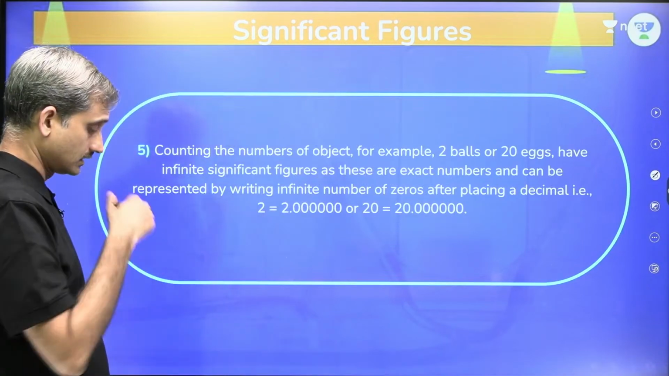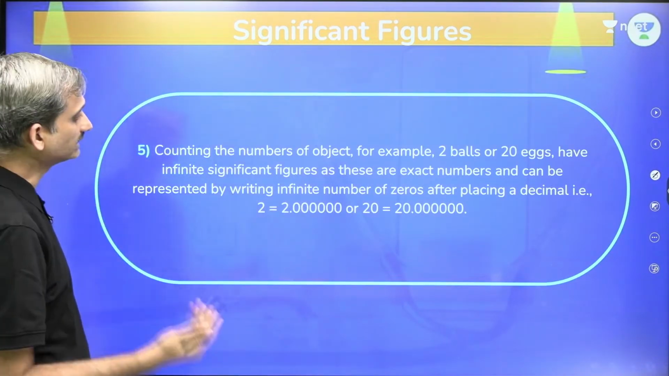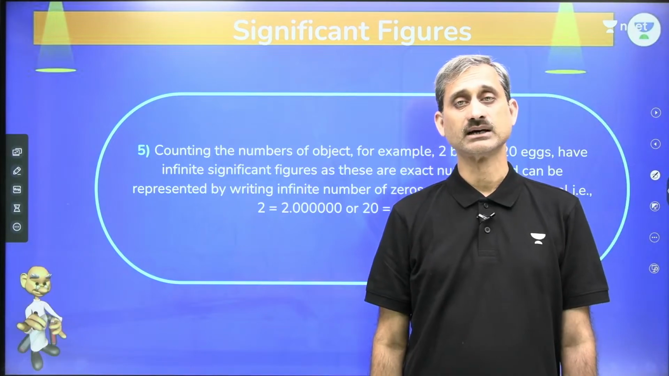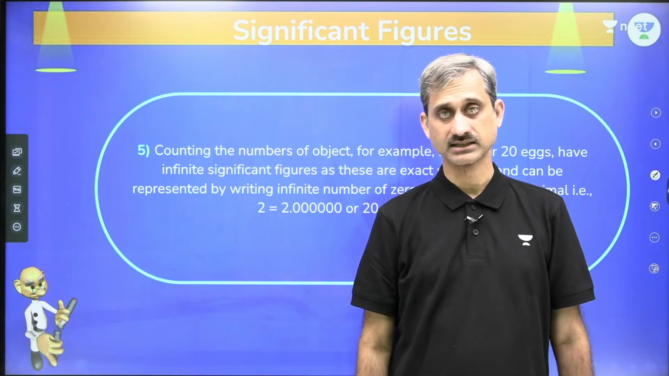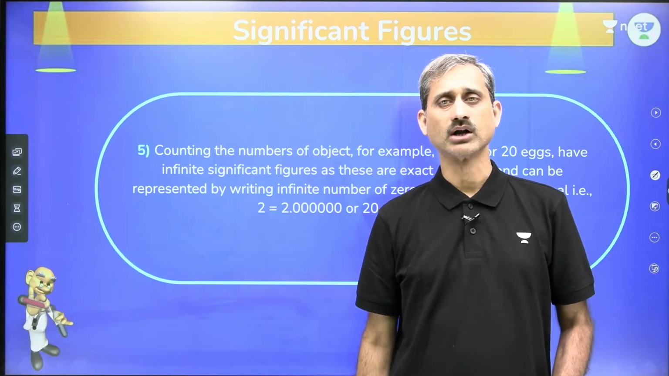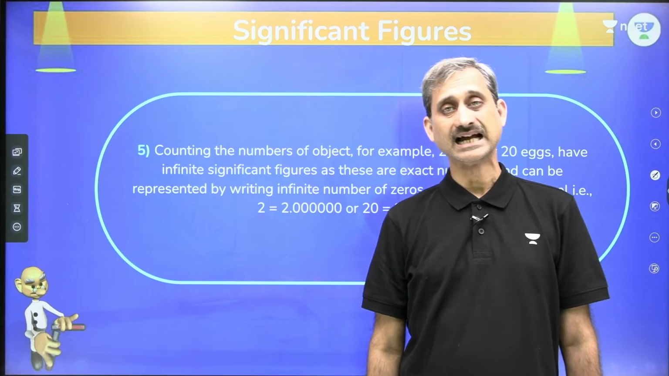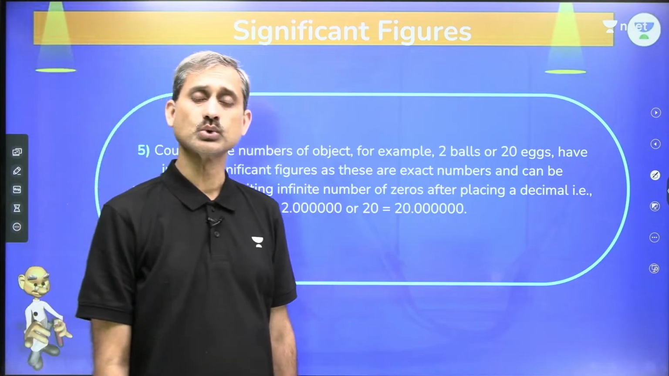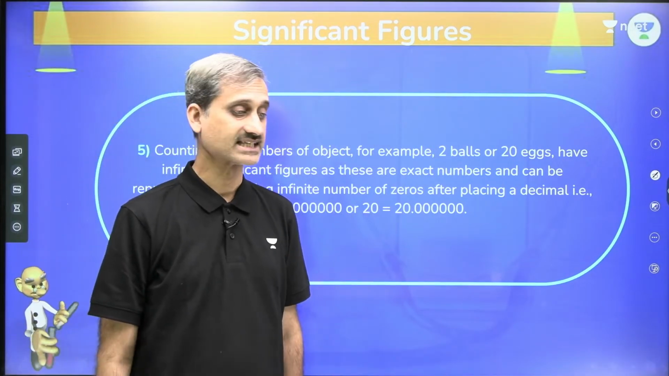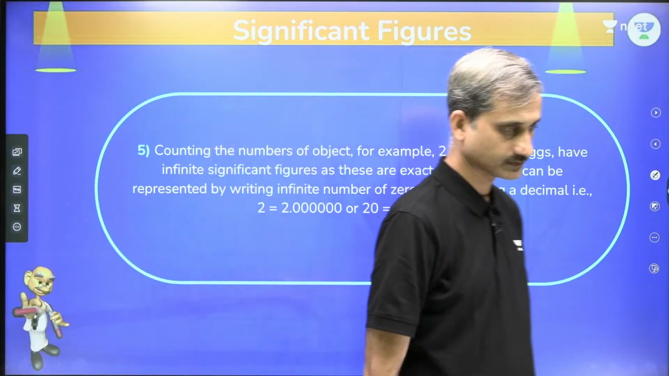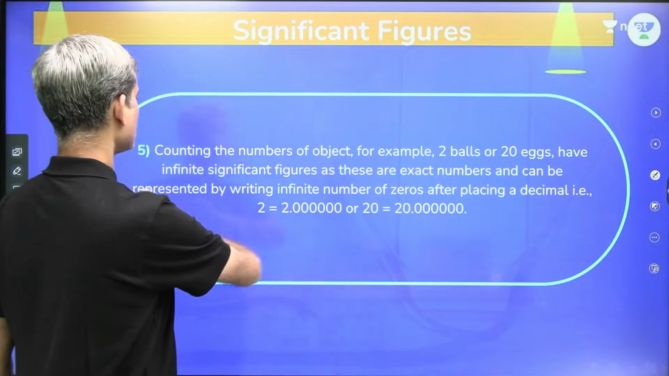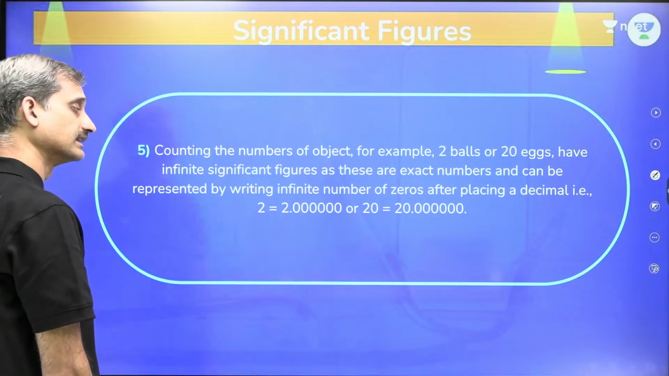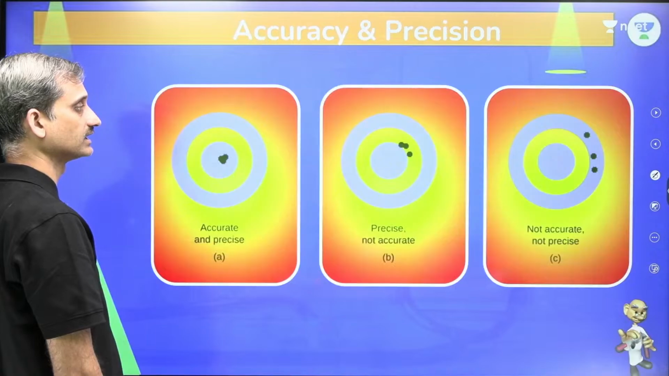Clear? Now, there are numbers counting objects, like how many students are in a class, how many pencils are in a box, how many eggs are in a basket. If you are not simply weighing them or putting an approximation, then that particular value has infinite significant digits, because these are exact numbers. These numbers don't have any error. So, that is what we have as exact numbers. Clear? So, these have infinite numbers of zeros and they have infinite number of significant digits.